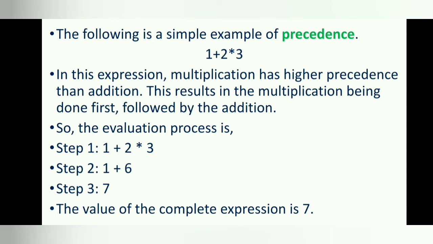So the evaluation process is step 1, 1 plus 2 times 3. Step 2, here multiplication has higher precedence. So 2 multiplied by 3 will be evaluated first. The result is 6. Then 6 is added to 1. The result is 7. The value of the complete expression is 7.